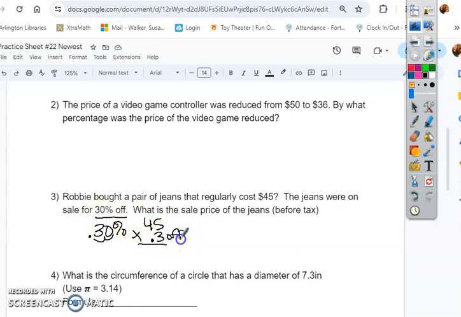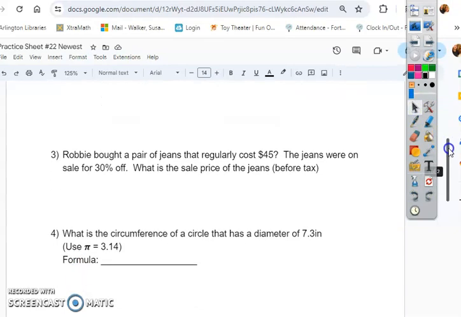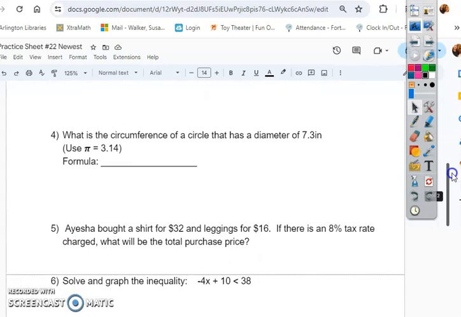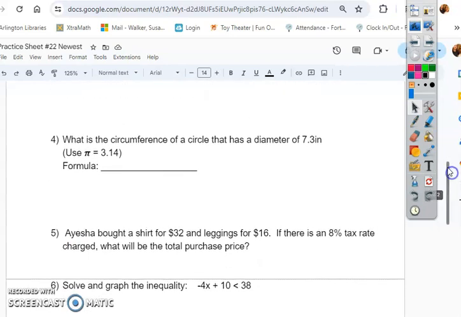This is the off. So whatever we get here, that's the off. So in order to find the sale price, just as a reminder, we would be subtracting. Okay? 45 has to go on top, so I'm going to let you figure out what to do with that decimal. Okay, number 4, guys, don't use the area formula. I'm not trying to make this a difficult problem. This is very basic. What is the circumference of a circle that has a diameter of 7.3? Use your formula chart.